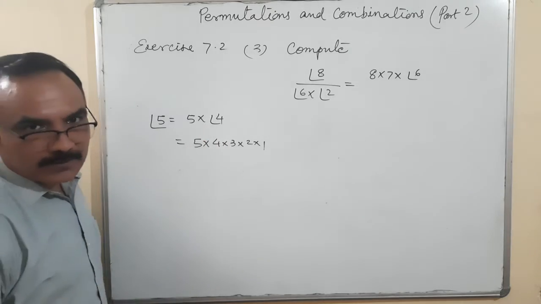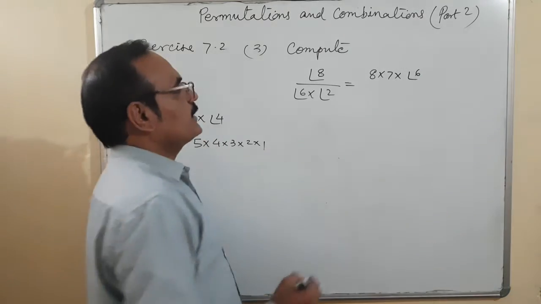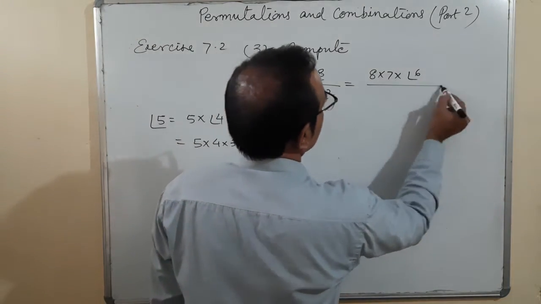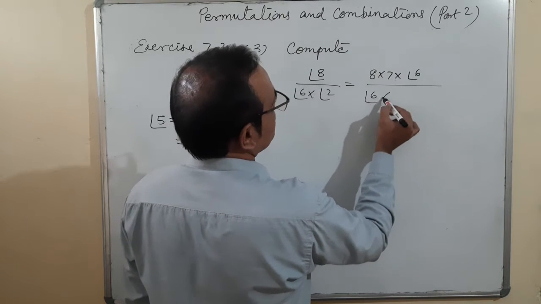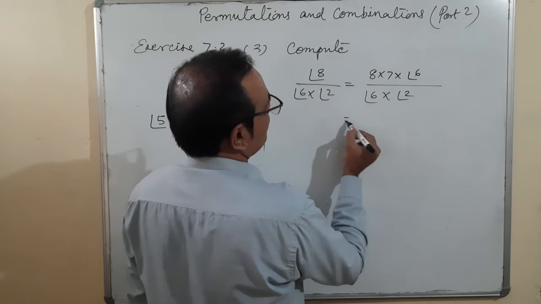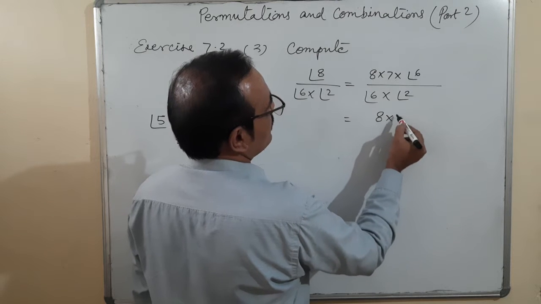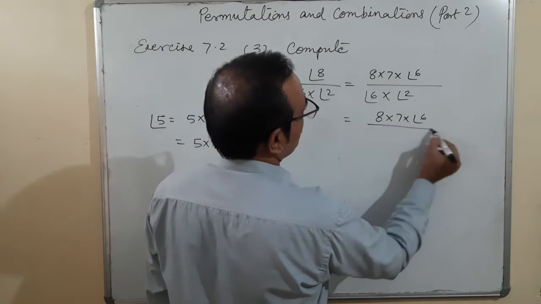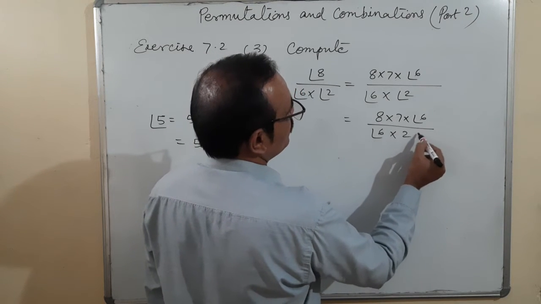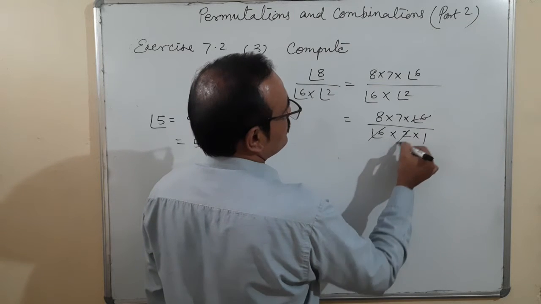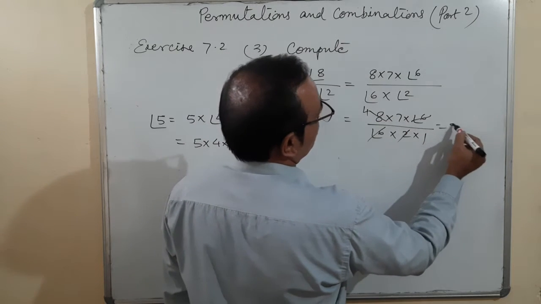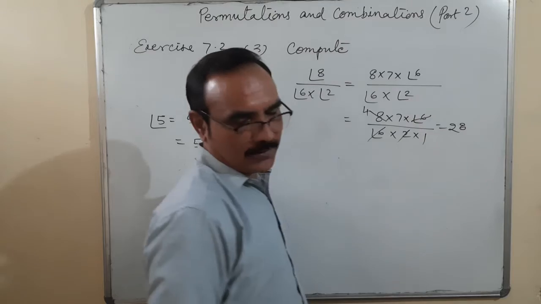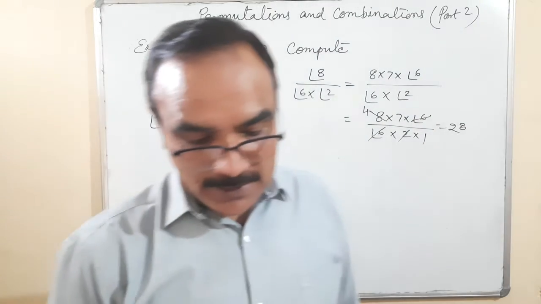So factorial 8 can be written 8 into 7 into factorial 6 upon factorial 6 into factorial 2, which is 8 into 7 into factorial 6 upon factorial 6 multiplied by 2 into 1. Factorial 6 is cancelled. 2 4s are 8, 7 4s are 28. So that is the way.